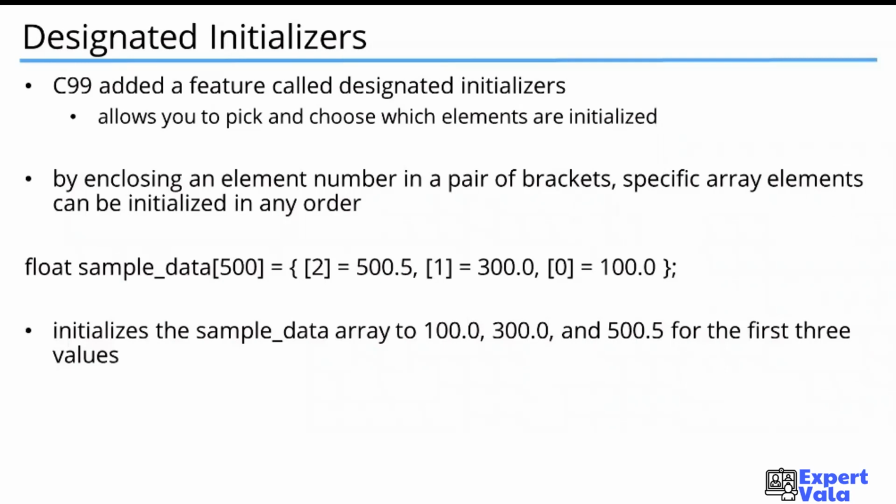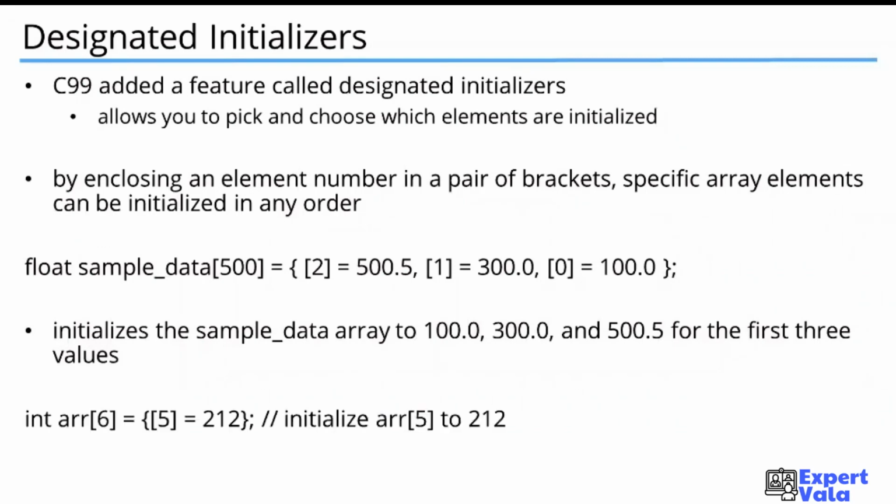But you are still going to have element 0, or the first element, equal to 100, the second element equal to 300, and the third element equal to 500.5. But we are specifying which index to initialize right in the curly brackets. Another example: here we have an int array called arr. It's of size 6. And when we declare it, we are initializing the fifth element, which is the last element, to 212. All the other elements are going to be 0.